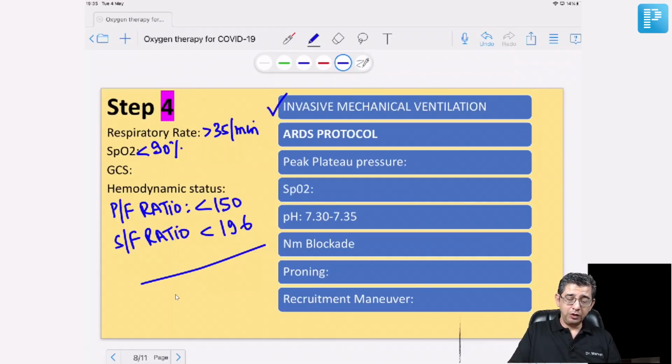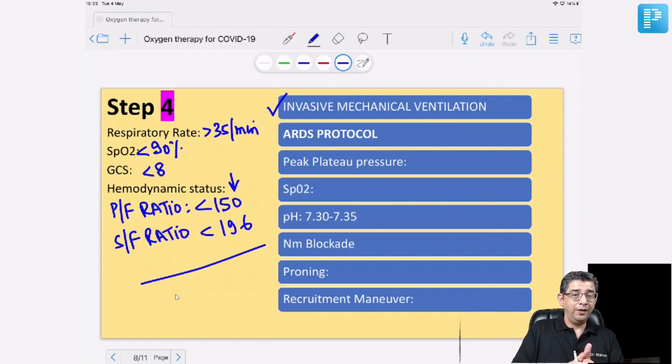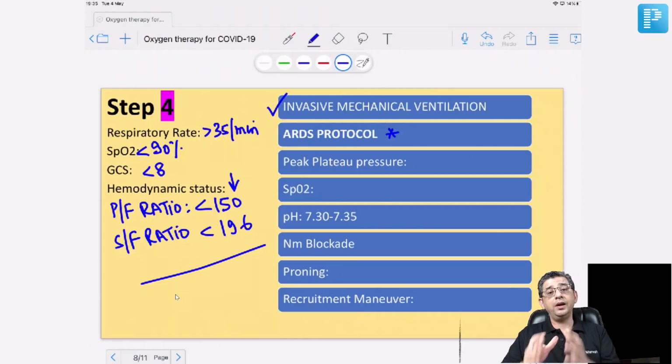At this point of time, the GCS of the patient will definitely start falling. Hemodynamic instability will start coming in. The blood pressure of the patient will start falling, and he might even start having renal shutdown. You might have to use vasopressors for these patients. That is when the ARDS protocol is to be used. There's a separate lecture on ARDS in the app that you will have to listen to.